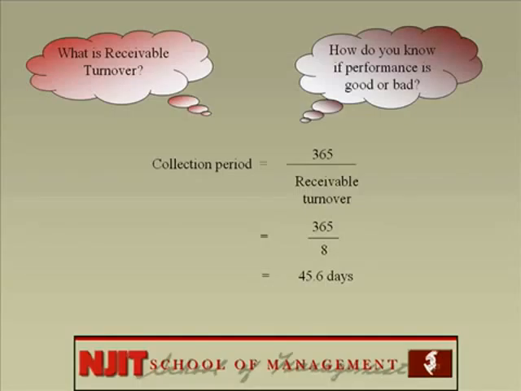You get around 7.2, which means they're collecting cash 7.2 times during the year on average from their customers. Good or bad? Compute the collection period and compare with the credit period granted. What do you get? What's your final conclusion?